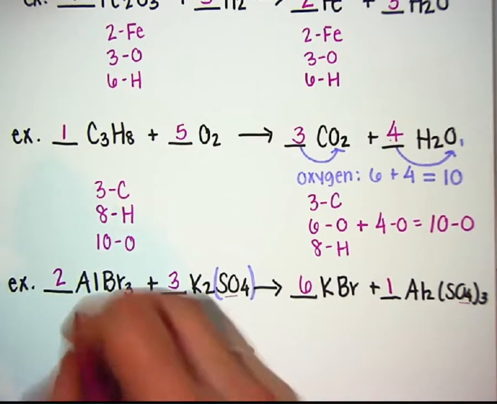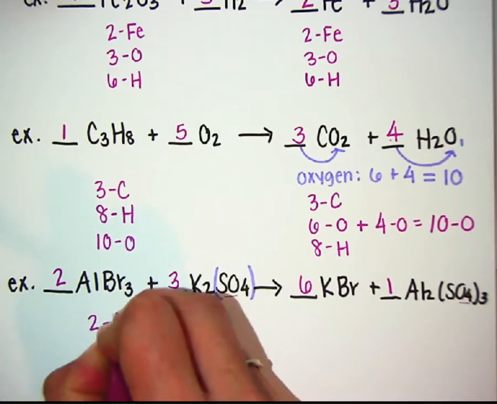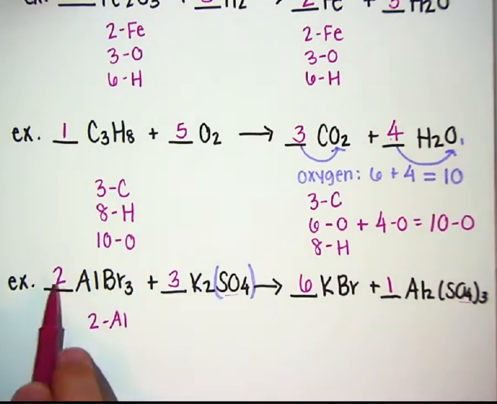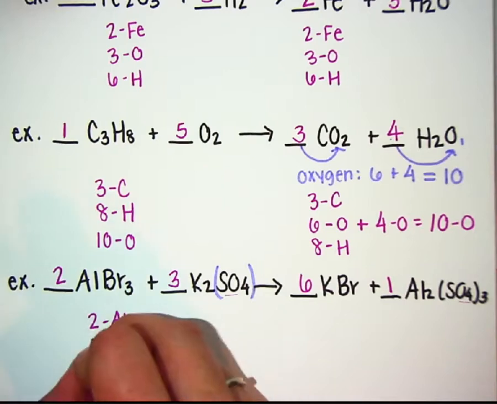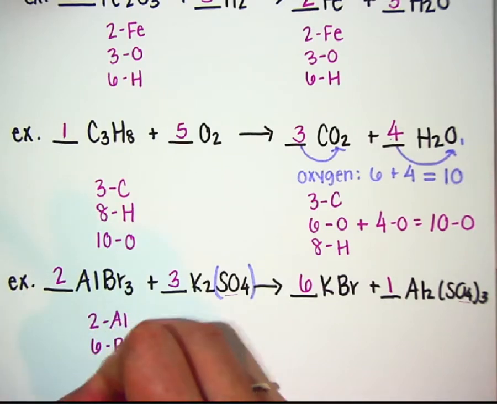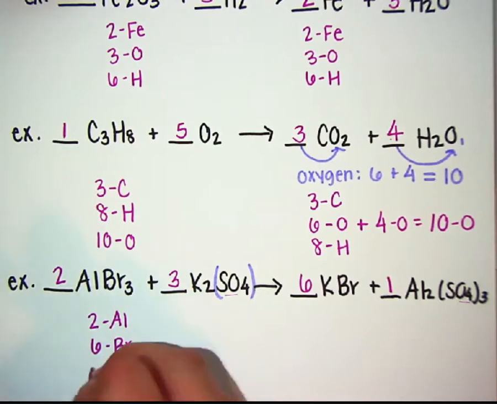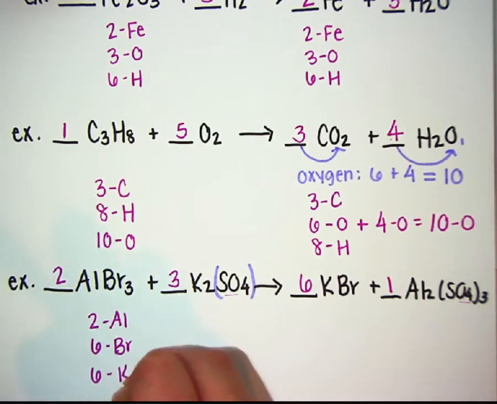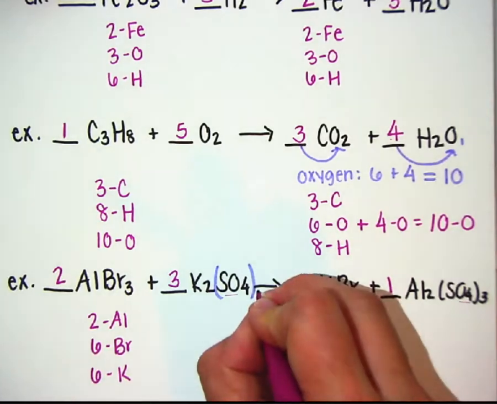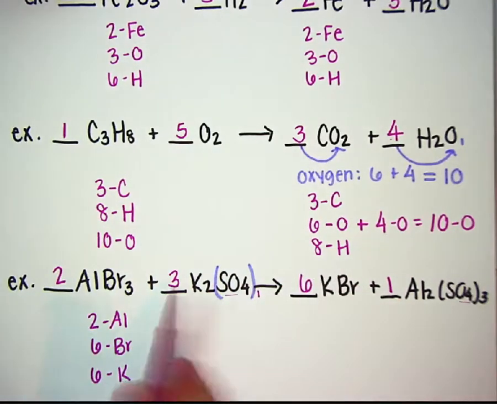2 times 1 gives me 2 aluminums. 2 times 3 gives me 6 bromides. 3 times 2, 6 potassiums. 3 times 1 gives me 3 sulfates.